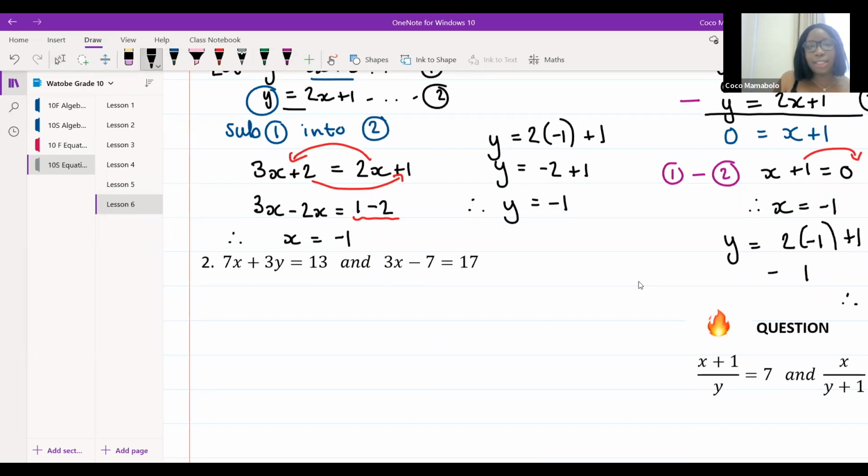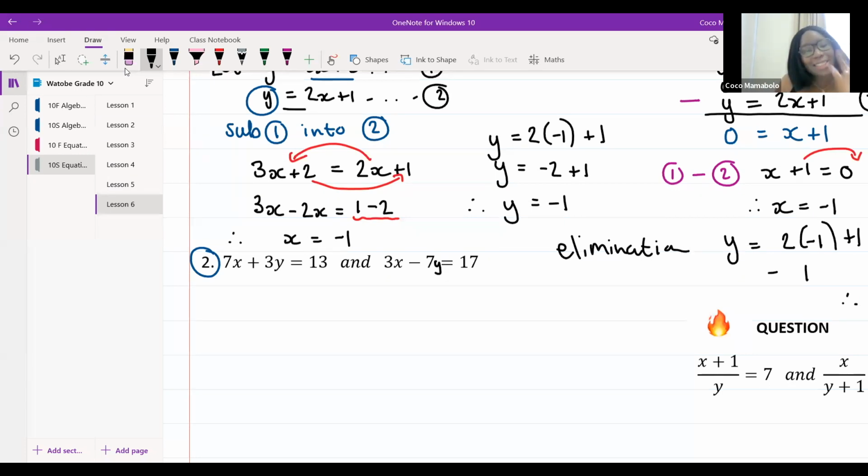Okay, so let's take a poll, guys. For this method over here, for number 2, which method do you guys want to use? Do we want to use substitution? Do we want to use elimination? What is it going to be? Okay, I'm seeing a lot of sub. I'm going to recommend that we use elimination. Let me show you guys why.